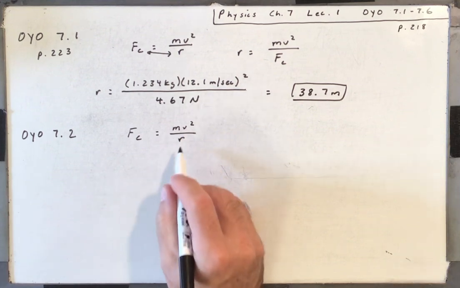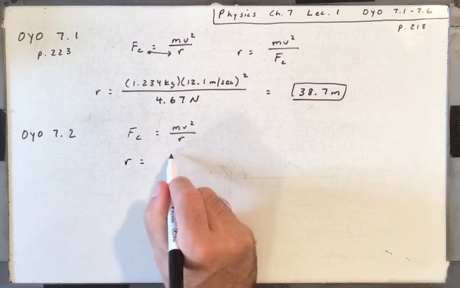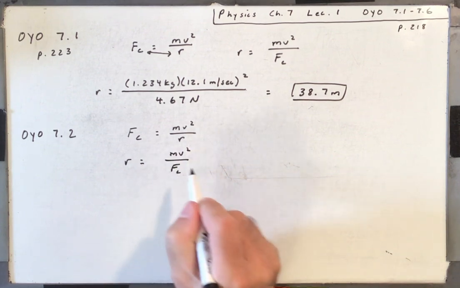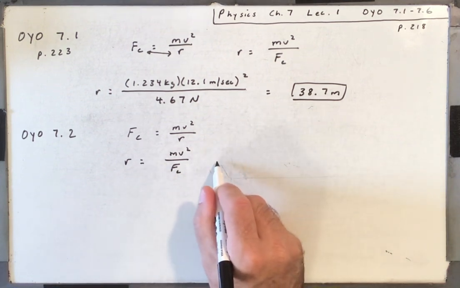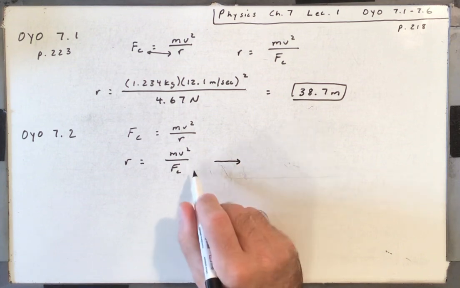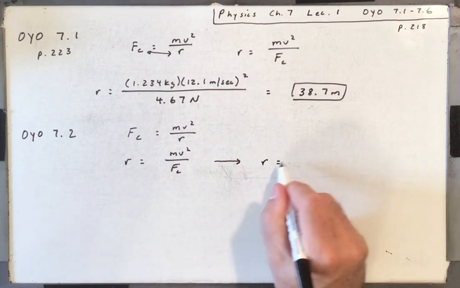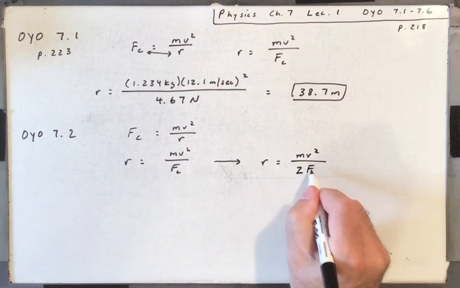The question asks about the radius. What would happen to the radius? So let's solve for radius. Radius is equal to mv squared over f sub c. This is situation one, but let's say the force were to double. If that's the case, we would have r is mv squared over 2 times f sub c.